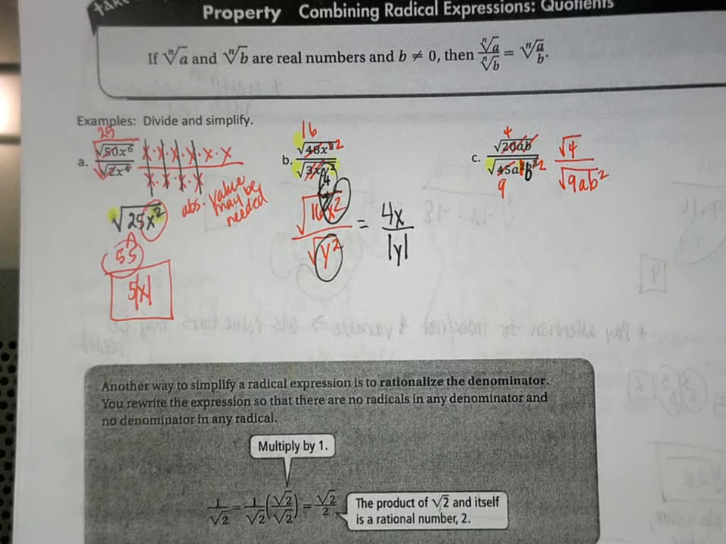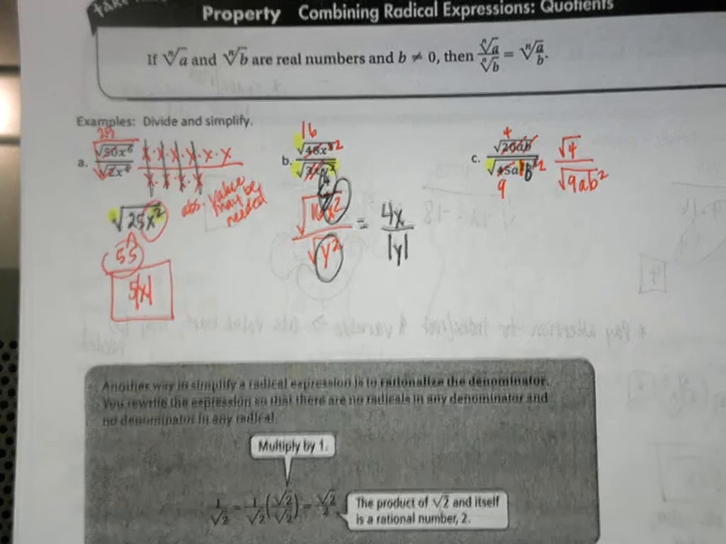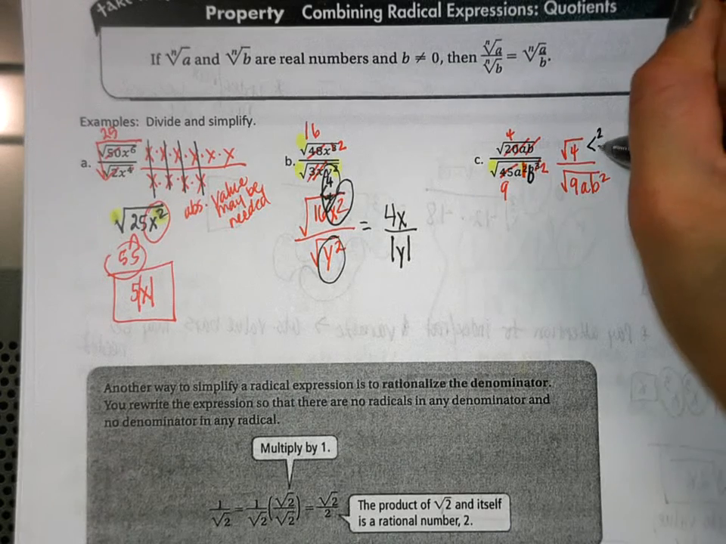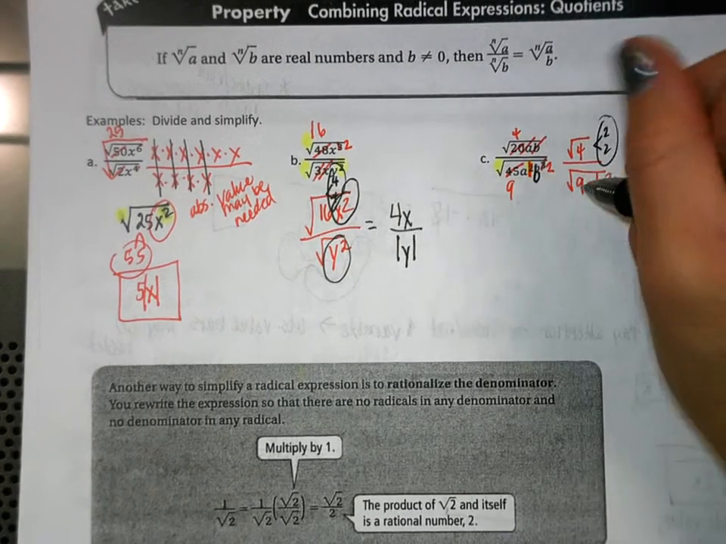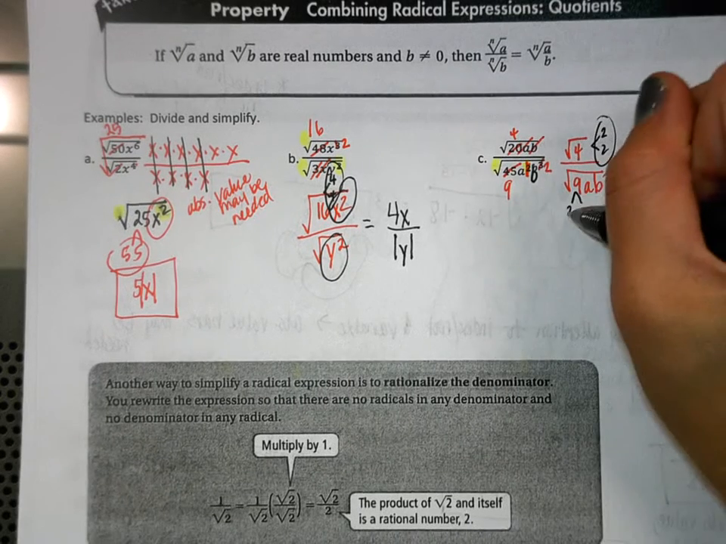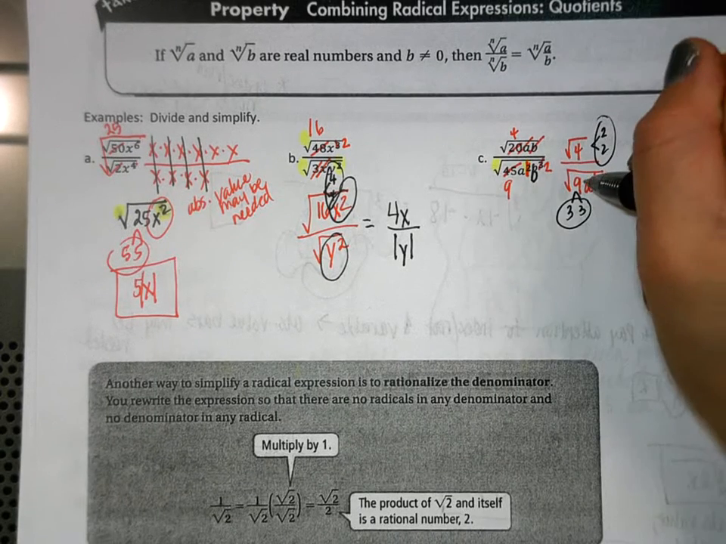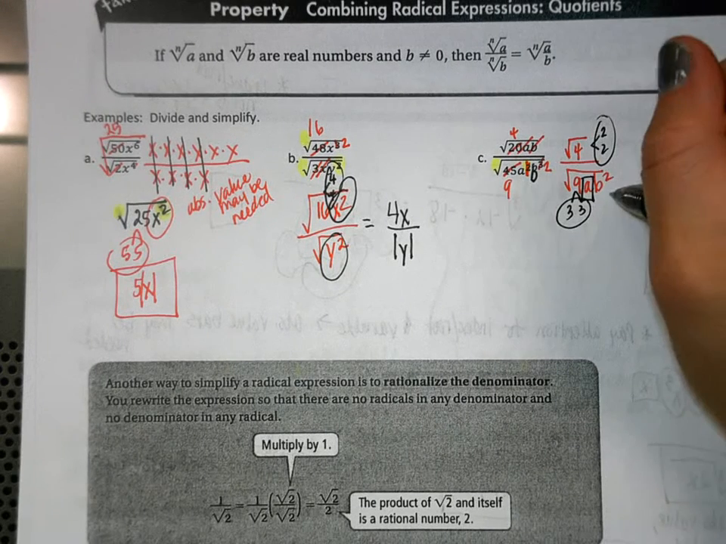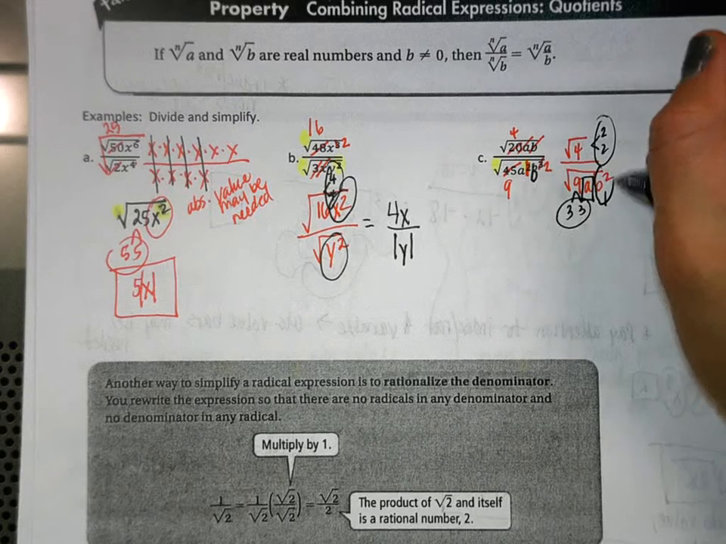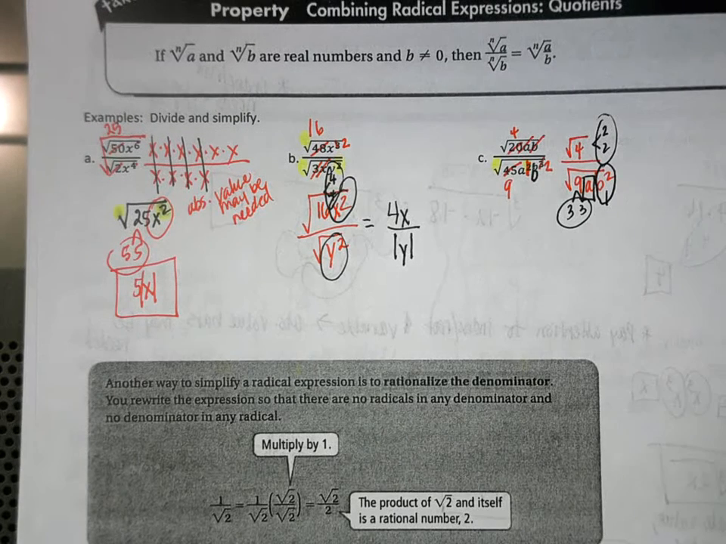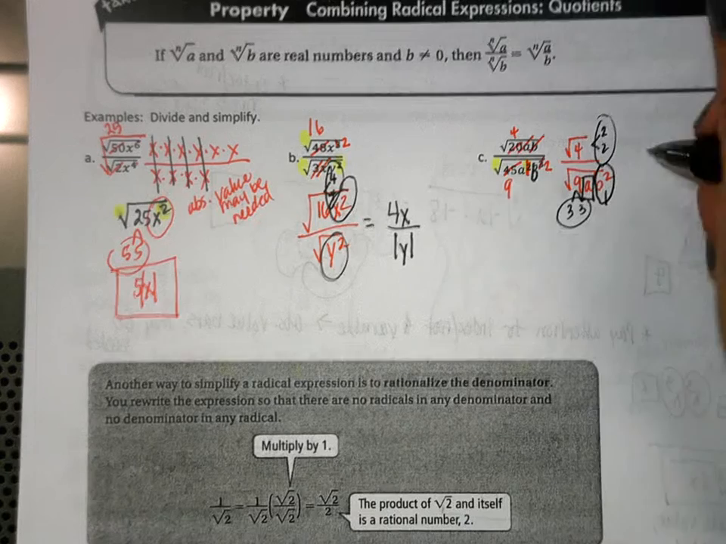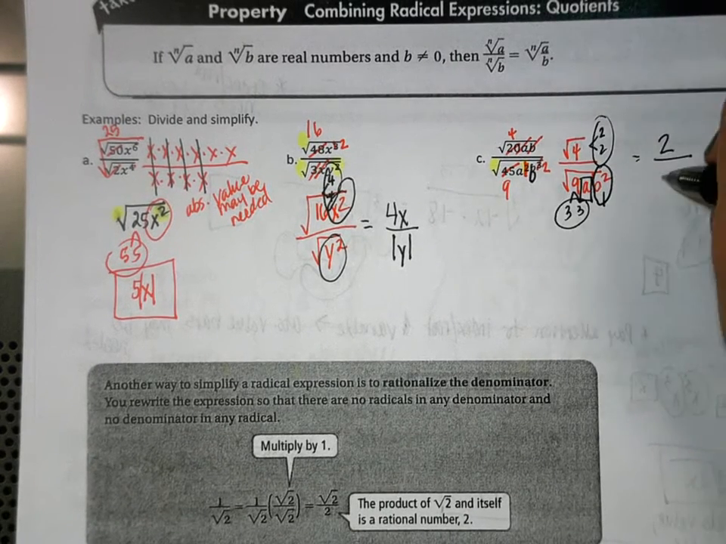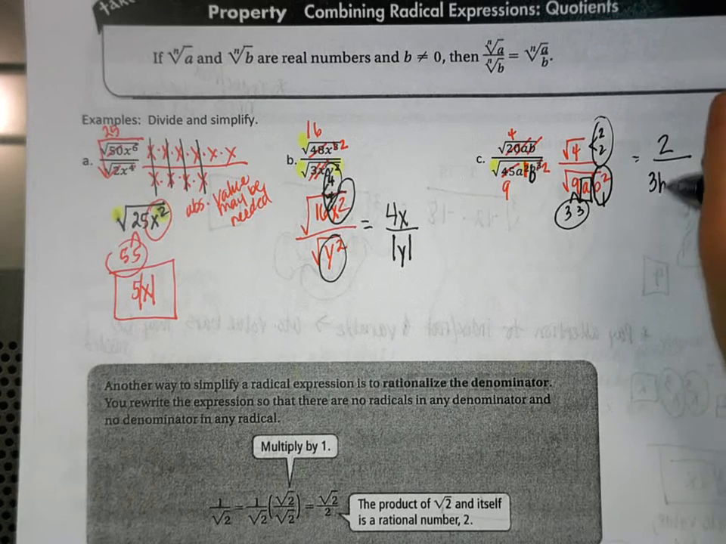Okay, so when you break this one down, what happens? Okay, good. This becomes a pair of 2's. The 9 breaks down and it becomes a 3. What happens with the A? Good, it's left over, it stays inside. B squared, that's a group, right? Okay, so when I write this answer, let's go ahead and write it out. We have 2 over what? 3b root A.